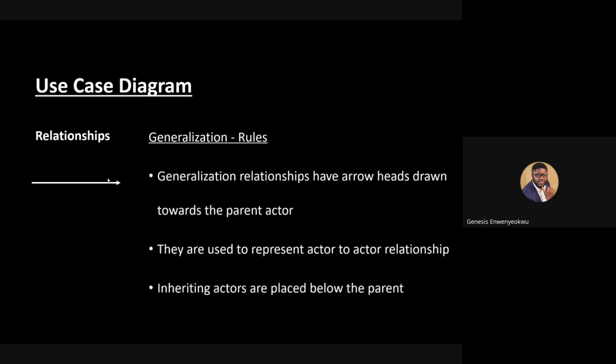Okay. Now, some of the rules is that your generalization relationships must have arrowheads, and the arrowheads must be drawn towards the parents. That means the arrowhead should be pointing to the parents, while the tail of the arrow is on the inheritor or on the child. I'll show you guys an example when I draw one. Generalization relationship is used for actor to actor relationship. Remember, association is what? Actor to use case relationship. Generalization is what? Actor to actor relationship. That is what we use generalization relationship for.